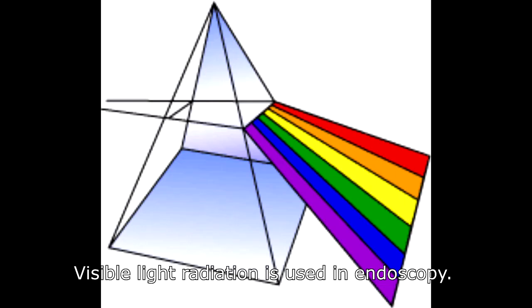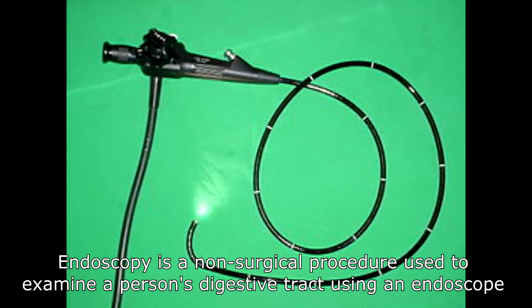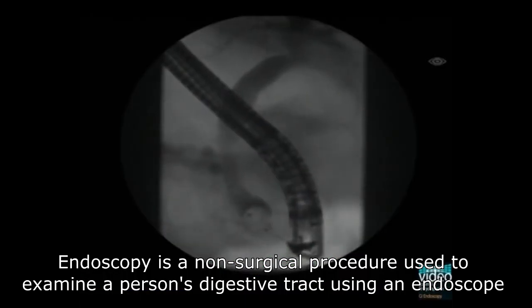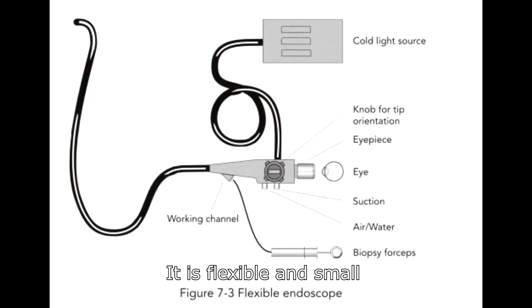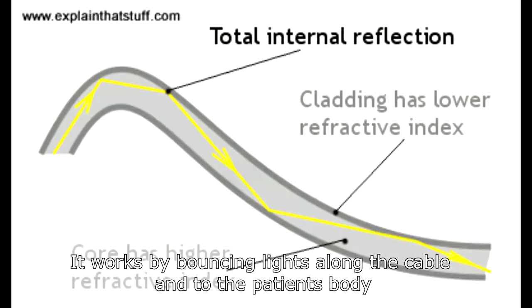Visible light radiation is used in endoscopy. Endoscopy is a non-surgical procedure used to examine a person's digestive tract using an endoscope. It is flexible and small. It works by bouncing light along the walls of the cable and into the patient's body.